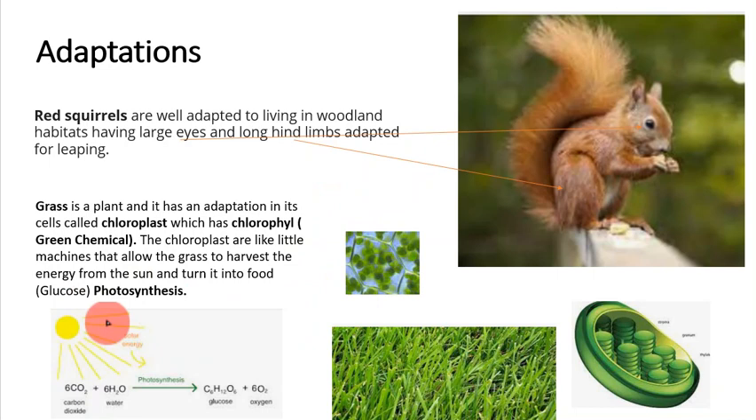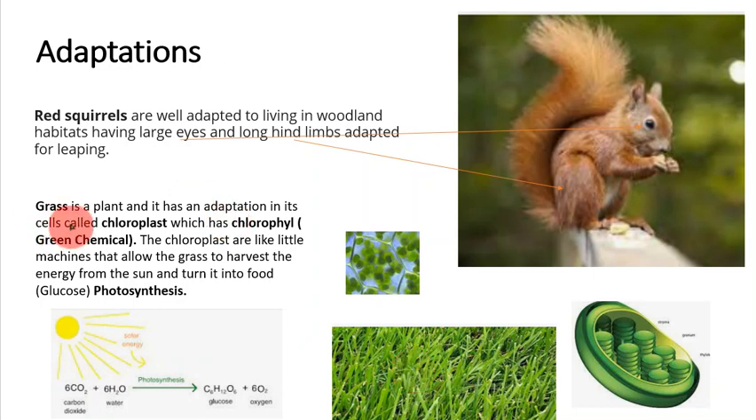So they're able to take carbon dioxide, and they're able to take water, and then using the energy from the sun, they're able to harvest that energy and produce food in the form of glucose, and they're also able to produce oxygen as well. And all of that is enabled because of this specific adaptation. They have these special pieces of machinery, if you like, within the cells.